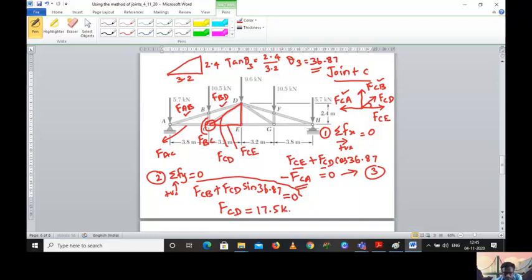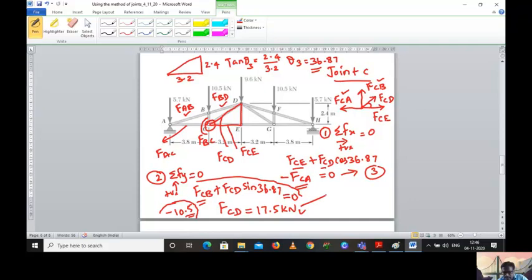17.5 kilonewton, as per my calculation, FCD. And FCB as minus 10.5. Okay, please take a note. Please substitute the FCB value as minus 10.5. Are you getting it? And you will get the FCD value as 17.5.